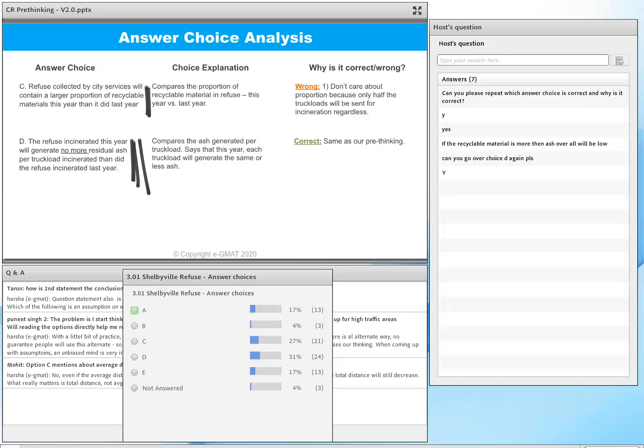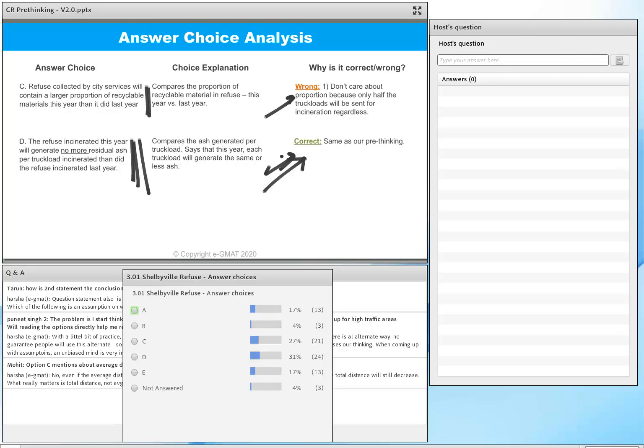Choice D is the correct answer. It's written over here. You don't need to worry about it. You see wrong, you see correct over here. Even if you don't hear me say that, you should be able to see it. Any doubts? We did all of this in our pre-thinking, guys. This should now be very, very fast.